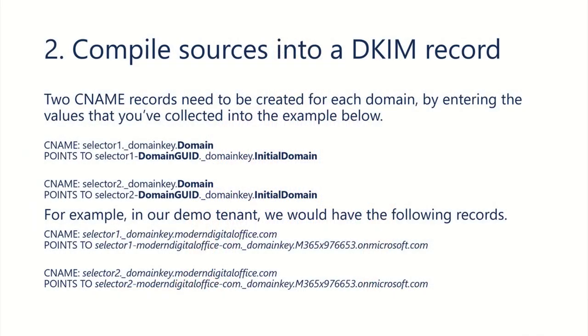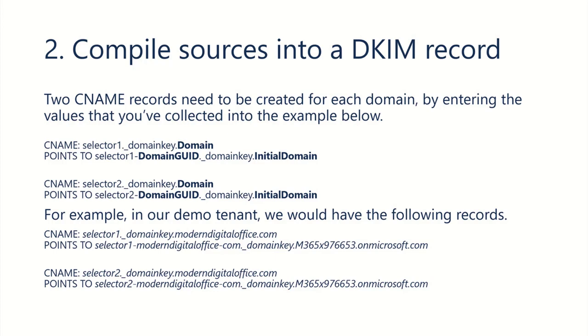Okay, so now that we've captured our domain GUID and our initial domain, we're going to perform the next step, which is compiling those sources into a DKIM record. To compile the sources into a record, essentially we take the data that we've already collected. So we have our domain GUID and our initial domain, and we just copy and paste those pieces of data into these strings that we've provided.